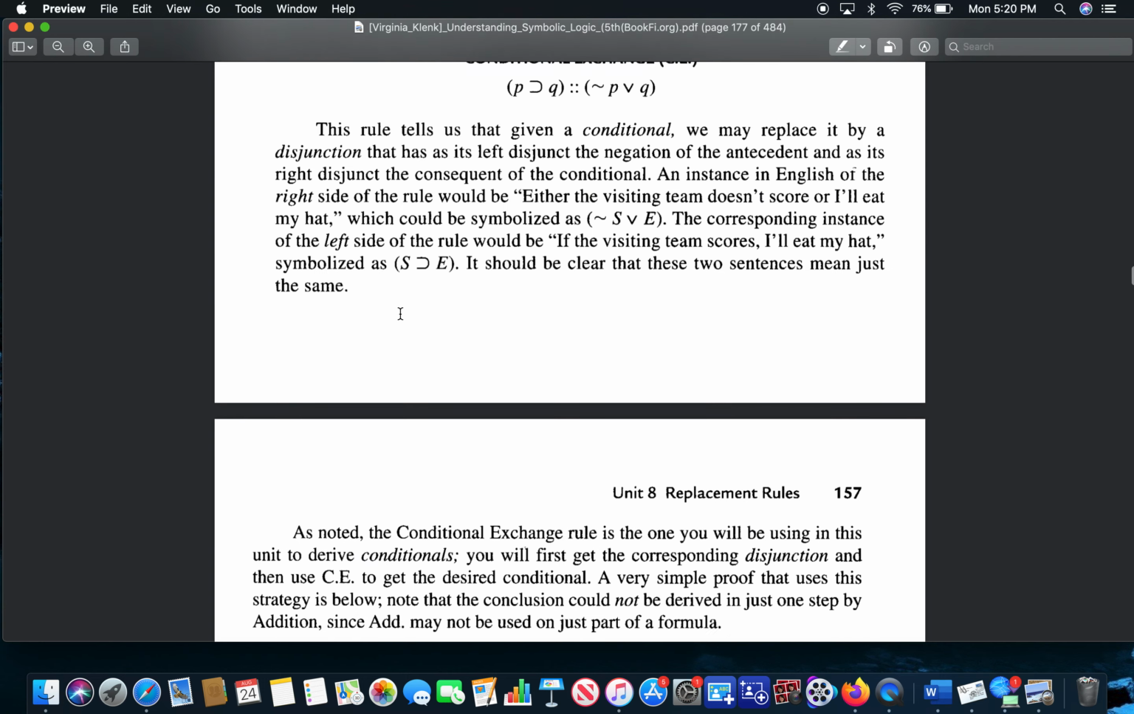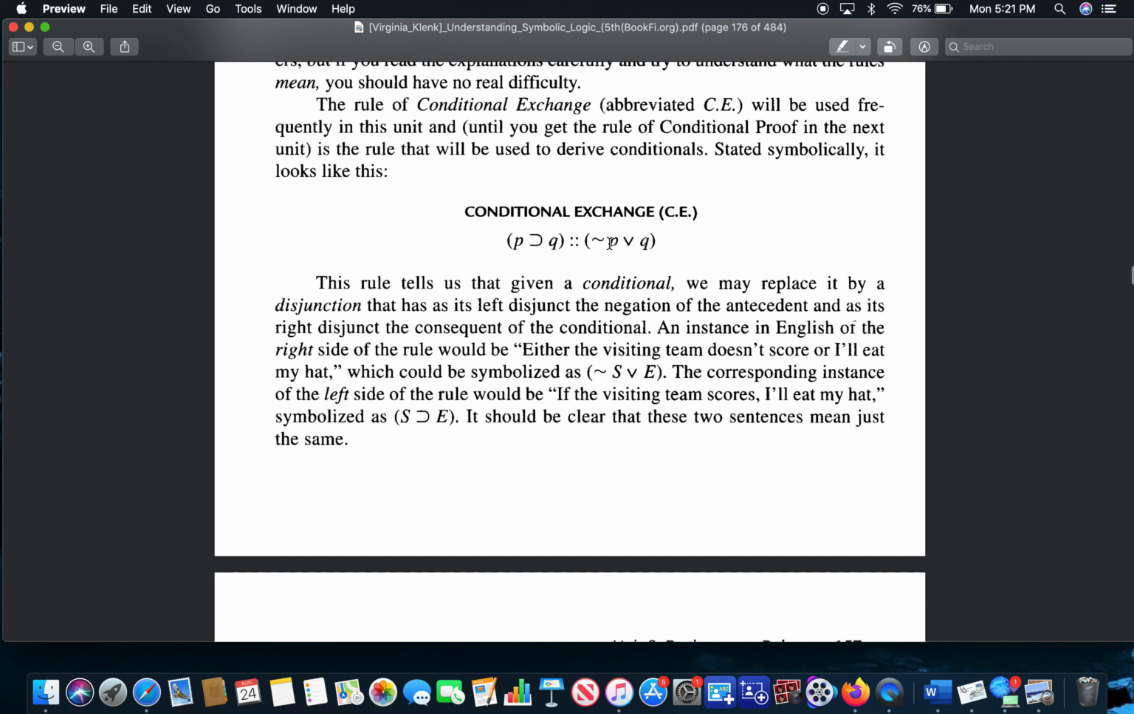So, the premise in going from right to left will be a disjunction with a negated left disjunct. That is a statement of this form: a disjunction with a negated left disjunct. That is what the right-hand side of the form is. So going from right to left, that's how that is.